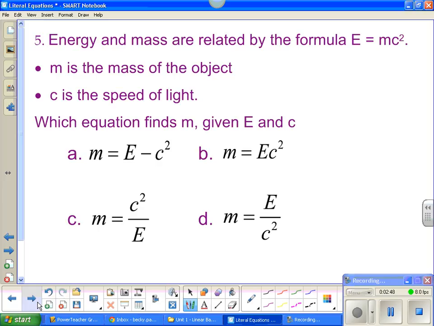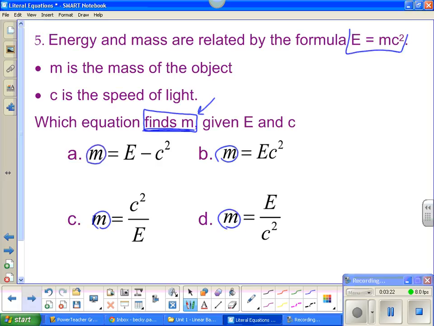Number 5 just takes this concept and puts it in a word problem, which is what the final exam really likes to do. It makes you have to read for it. It says energy and mass are related by the formula E equals mc squared. M is the mass and c is the speed of light. Which equation, and this is the important part, finds m given E and c? Well, this finds m is telling you who it wants you to solve for. And you can also look at all your multiple choice answers. They are all m equals. So it's telling me to solve for m.